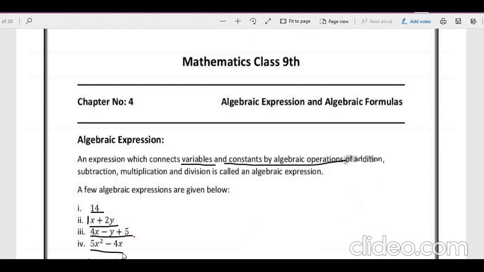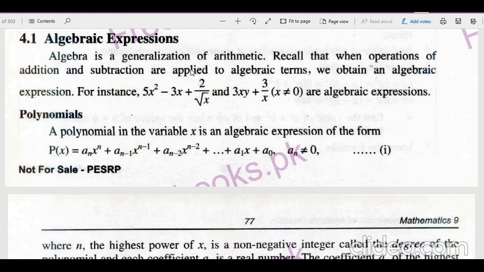What is an algebraic expression? Any expression which contains variables or constants connected by algebraic operations. Let's see this definition from the 9th class book, Sargodha board, for the science group. Algebra is a generalization of arithmetic. What are arithmetic operations? Addition, subtraction. Recall, when operations of addition are applied to algebraic terms, we obtain an algebraic expression.